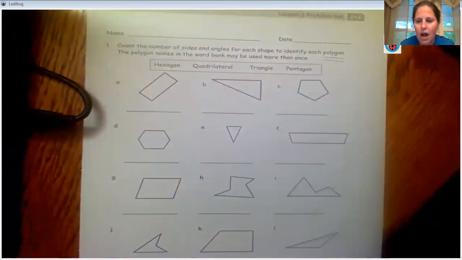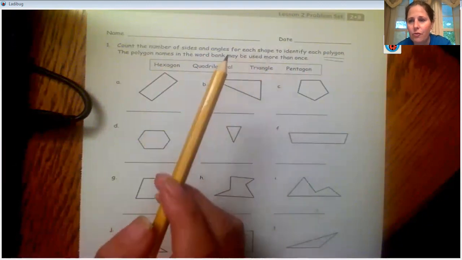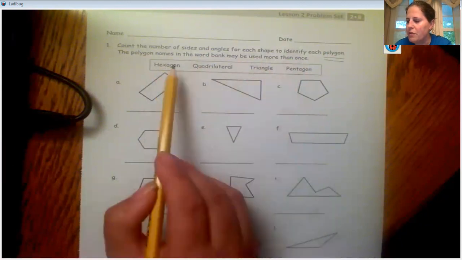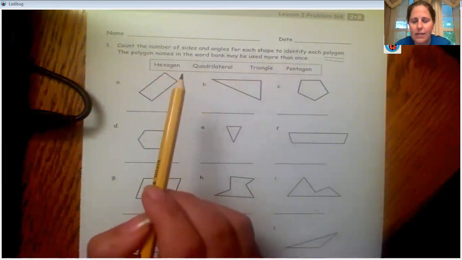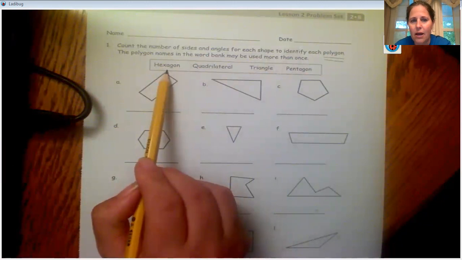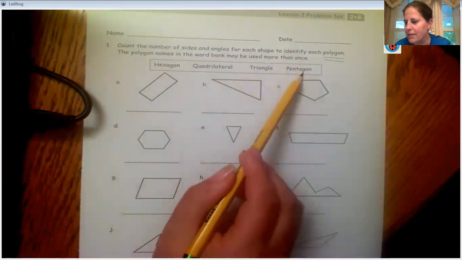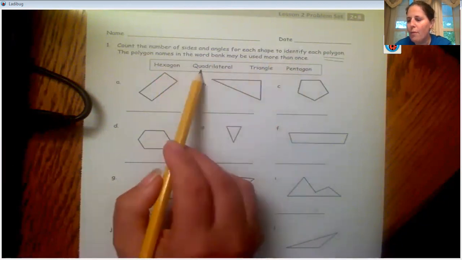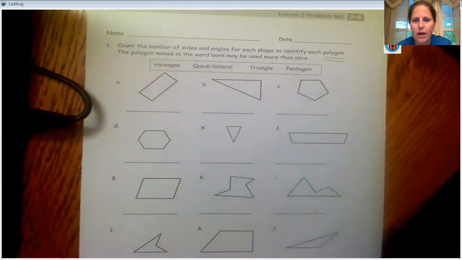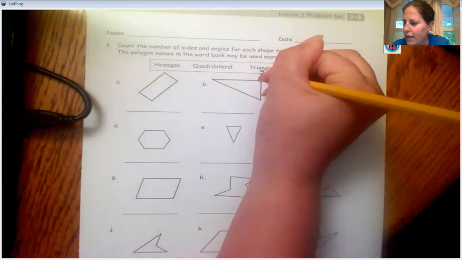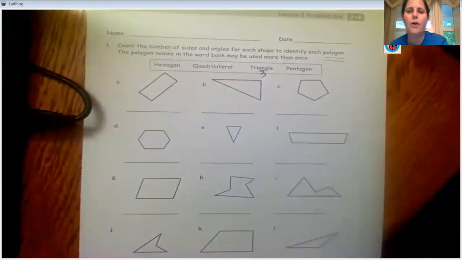A polygon is a plane shape, so a flat shape that has at least 3 sides and angles. These are the 4 different types of polygons we're going to be identifying: a hexagon, a quadrilateral, a triangle, and a pentagon. Probably all of you right away were like, oh, a triangle. That has 3 sides and 3 angles. So I'm going to write that here.